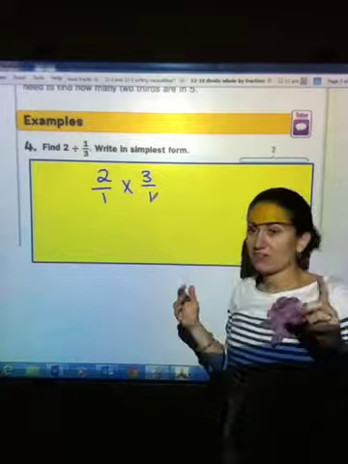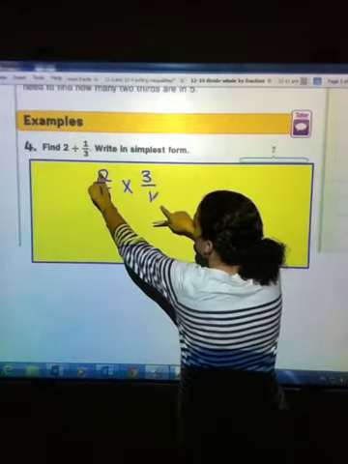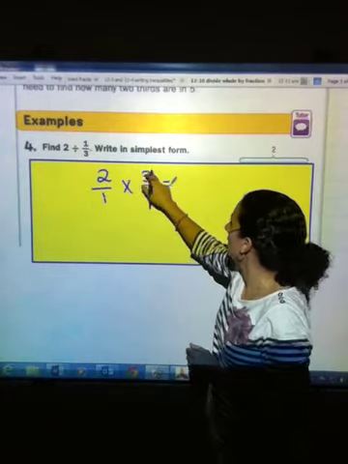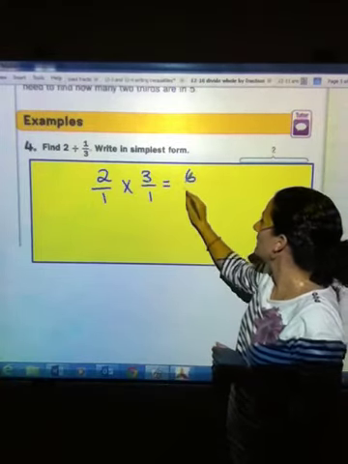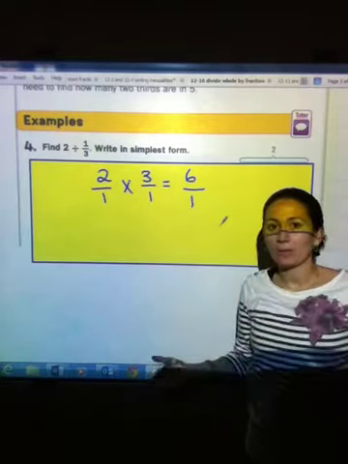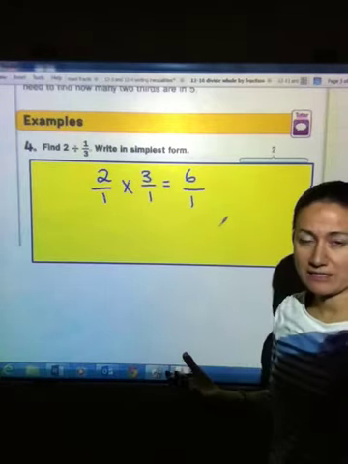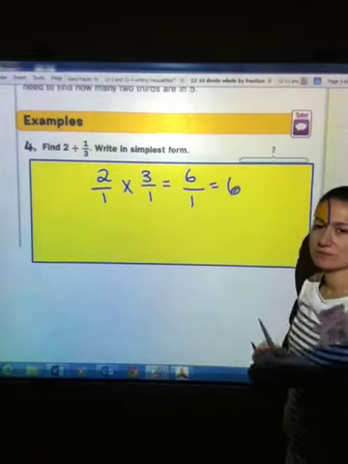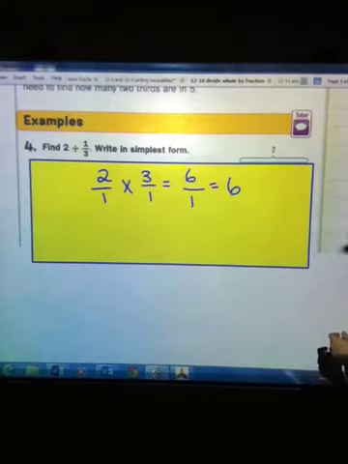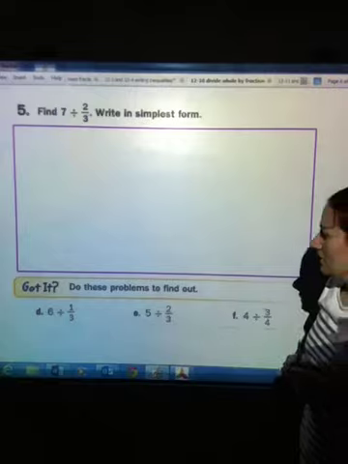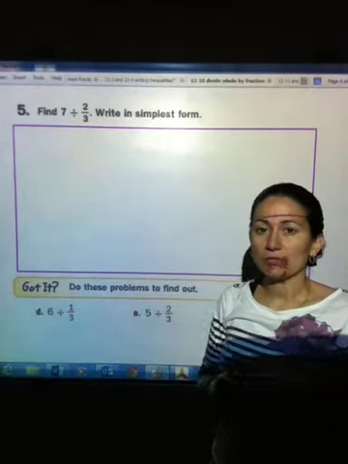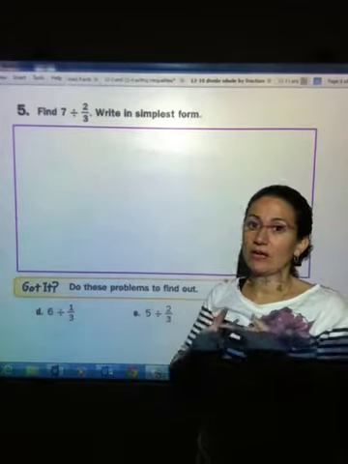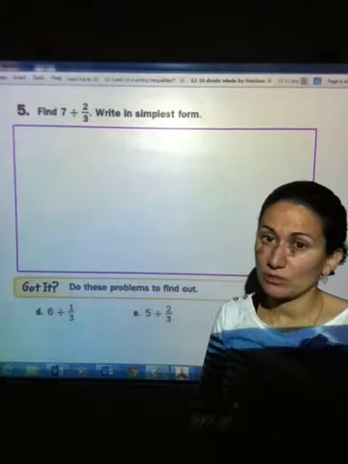I always check to see if I can cross simplify, which I can't in this example. So I just multiply 2 by 3, 1 by 1. If I get an improper fraction, I divide to turn it back into a mixed number. 6 over 1 is 6 wholes. Let's look at one more example together. Make sure you're writing all these examples in your notes. Remember, you can use your notes to help you study and on open note quizzes.